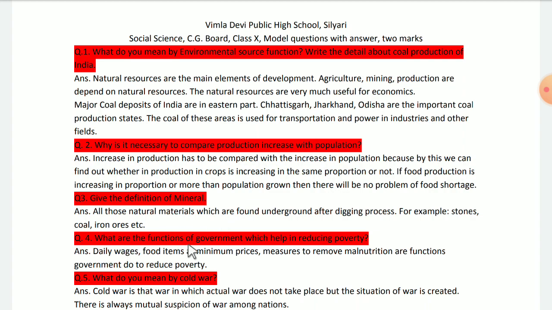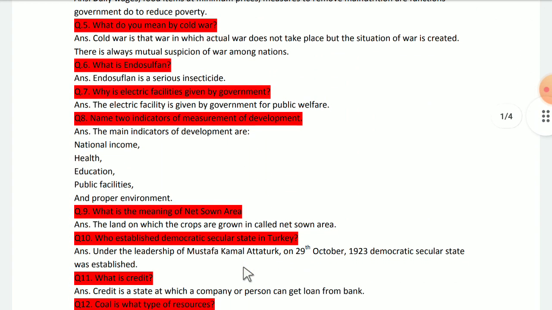What are the functions of government which help in reducing poverty? Daily wages, food items at minimum prices, measures to remove malnutrition are functions government do to reduce poverty. What do you mean by Cold War? Cold War is that war in which actual war doesn't take place, but the situation of war is created. There is always mutual suspicion of war among nations. What is endosulfan? Endosulfan is a serious insecticide.